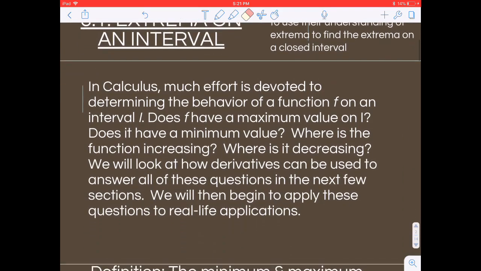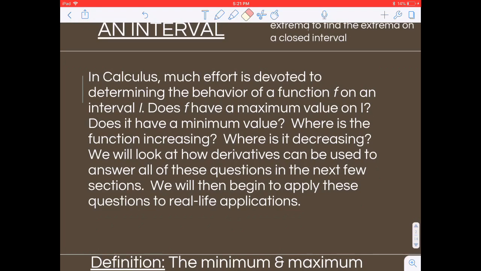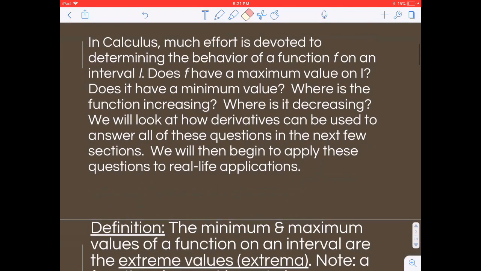So in calculus, much effort is devoted to determining the behavior of a function f on an interval I. Does f have a maximum value on I? Does it have a minimum value? Where is the function increasing? Where is it decreasing? We will look at how derivatives can be used to answer all of these questions in the next few sections. We will then begin to apply these questions to real-life applications. All right, so that's kind of what we're going to be doing.